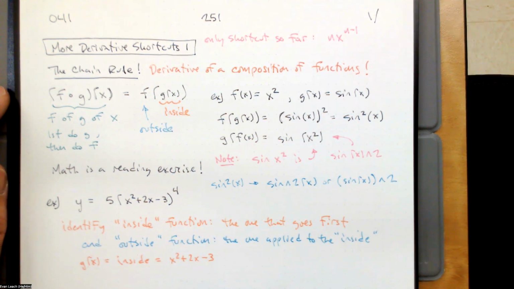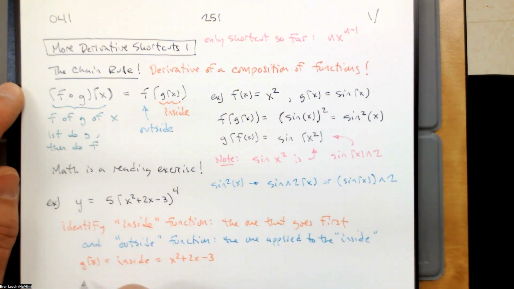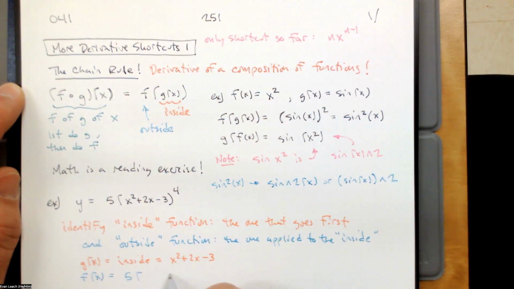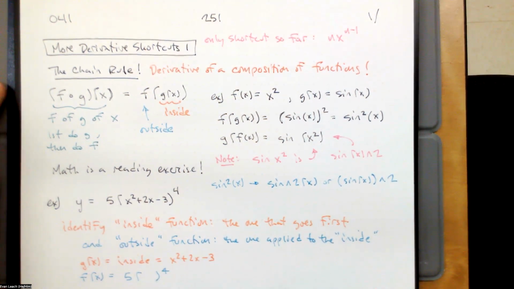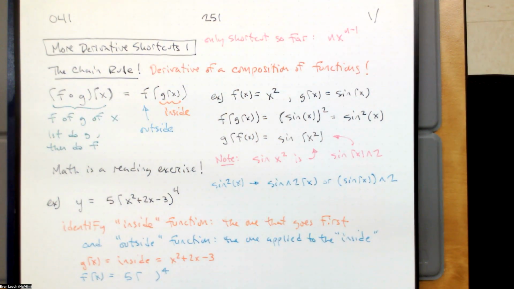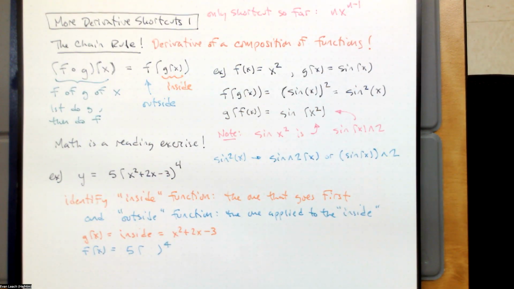Our outside function, which is f of x in this description, is 5 times some stuff to the 4th. I leave the space blank rather than writing 5x to the 4th. It's 5 stuff to the 4th. That helps remind me that there's more than just x.